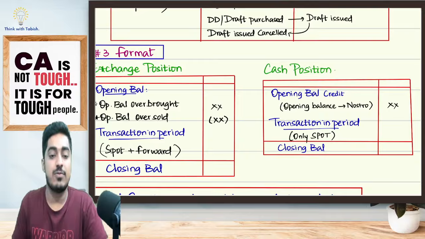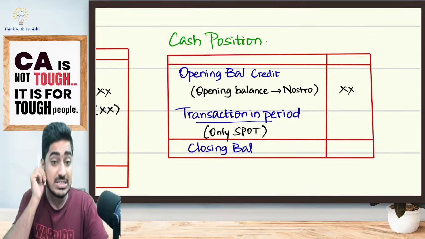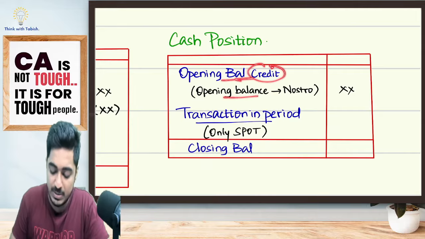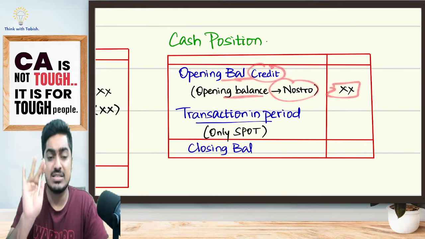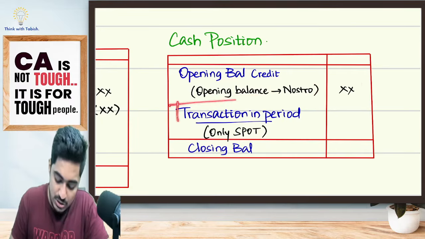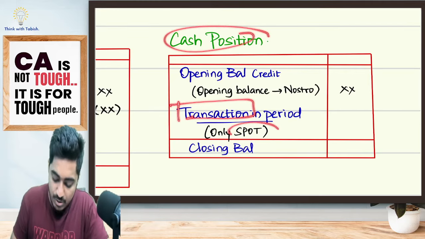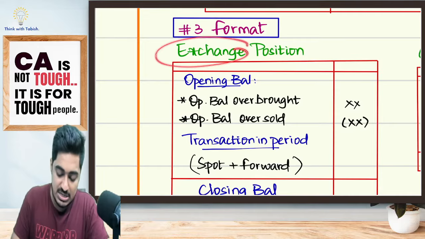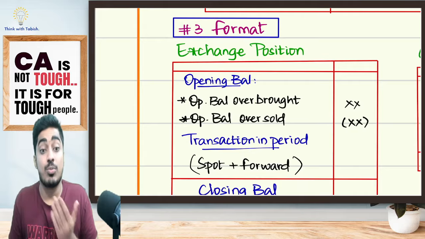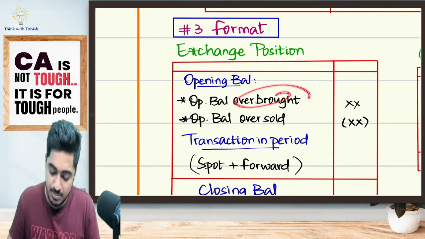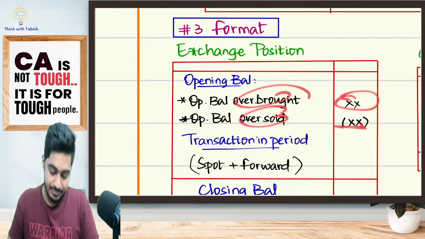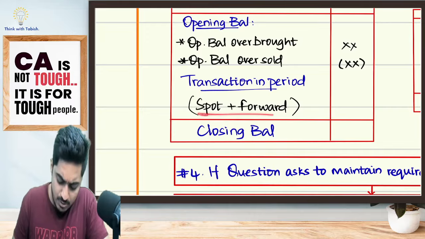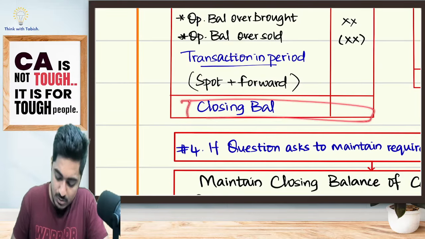Okay, simple format. Cash position: we will start with the opening cash balance. Normally the question will tell you opening balance credit or opening balance in nostro account. Balance is always going to be positive. You will show transactions in cash position, only spot transactions will come, and you will get the closing balance. In exchange position, the opening balance is going to be overbought or oversold. If overbought, it is positive; if oversold, negative. Then I will show all transactions in the period, both spot as well as forward, and arrive at my closing balance.